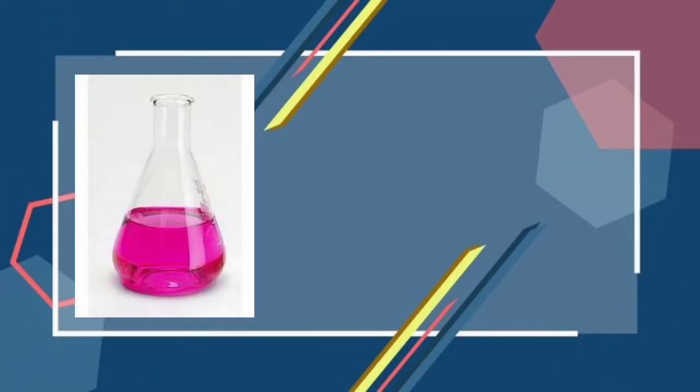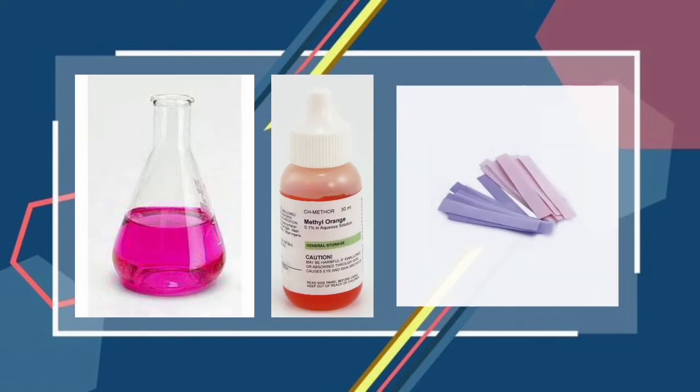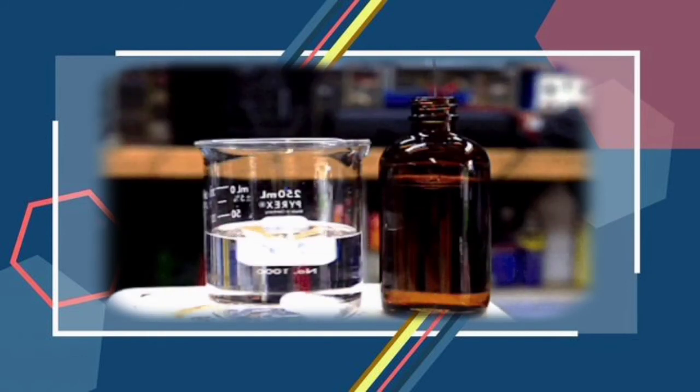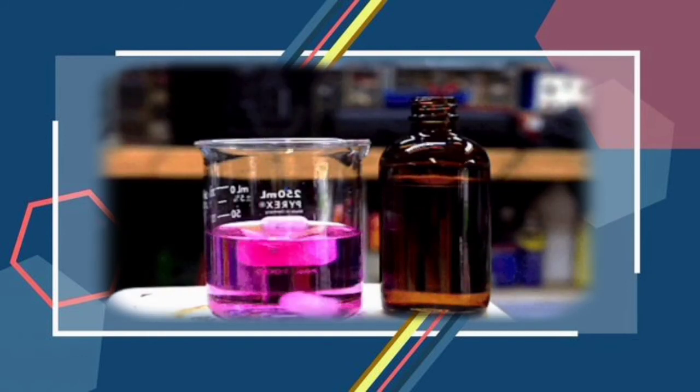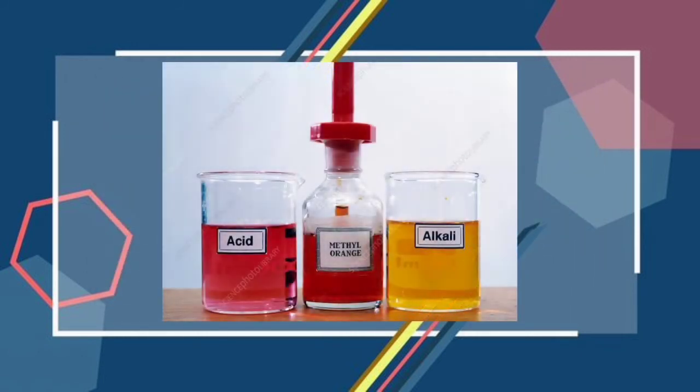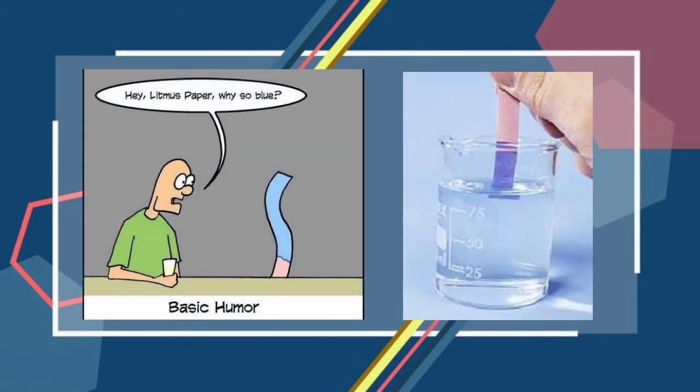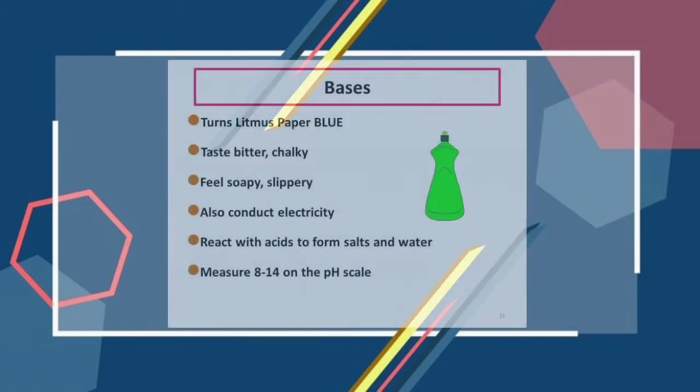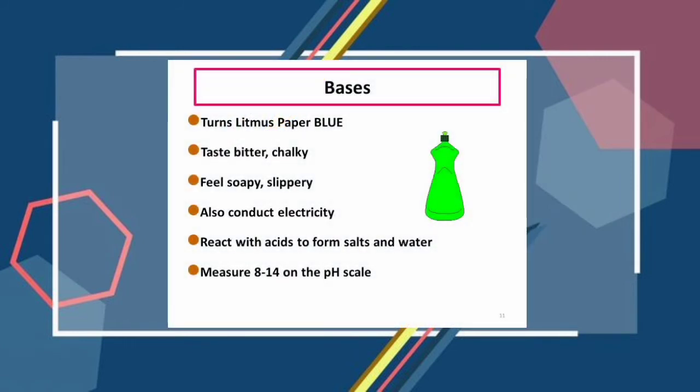Like acids, phenolphthalein, methyl orange, and litmus are used as indicators. Phenolphthalein in base changes its color from colorless to pink. Methyl orange changes from orange to yellow in alkali. And red litmus changes to blue in bases. These are the properties of bases. They turn red litmus blue, they have bitter taste, they are slippery to touch, they also conduct electricity like acids. They react with acids to form salt and water, and they measure 8 to 14 on pH scale.